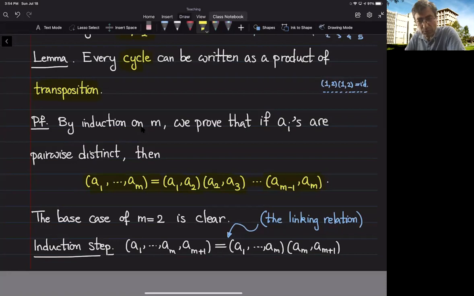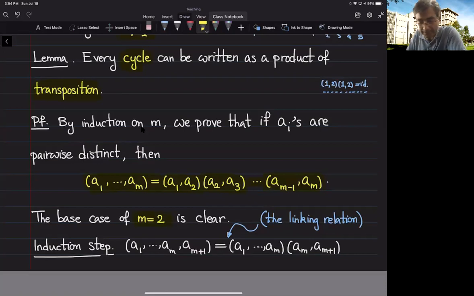When n is 2, there is nothing to prove because the equality just says the transposition (a1, a2) is equal to the transposition (a1, a2). So the base case is clear. I'm going to show the induction step.